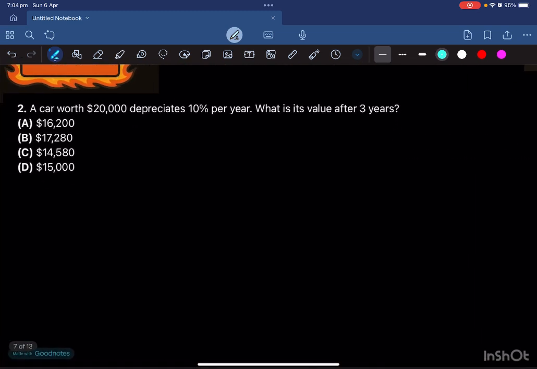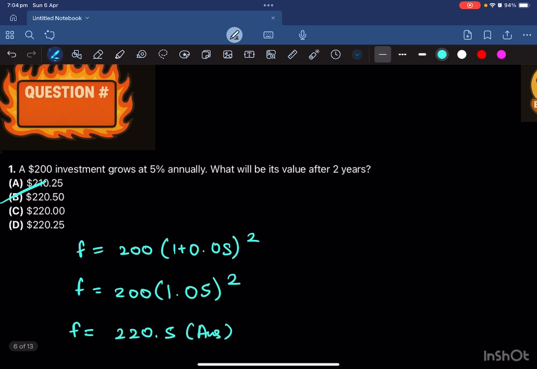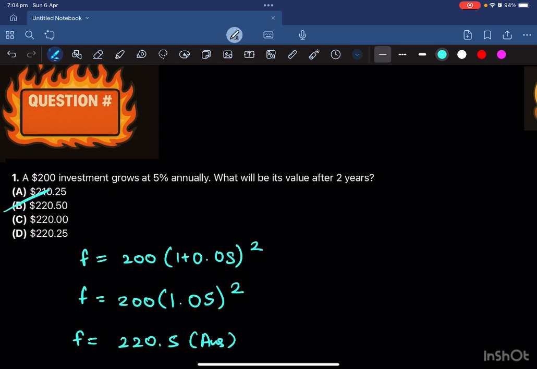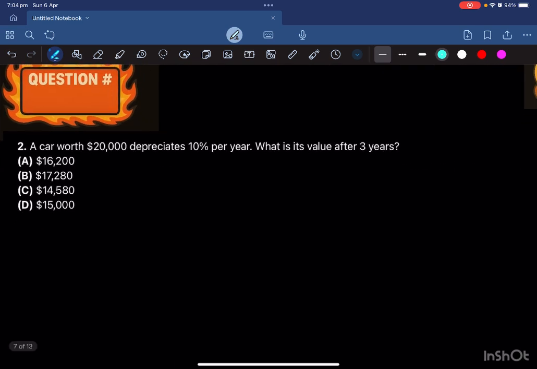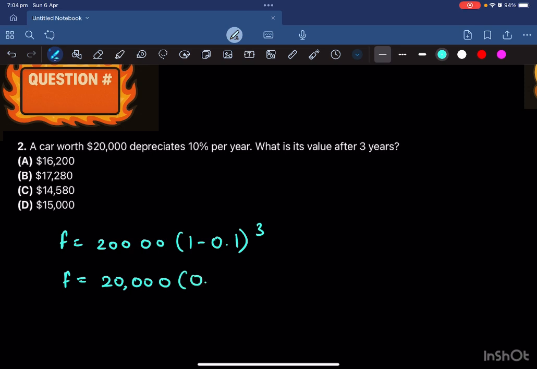So you can use a calculator. I am using one, you can use calculators also because it is going to be a very big and messy calculation. So we have 20,000. What will we have? F is equal to 20,000. It depreciates. So here depreciate means we have to use (1 minus 0.1) and time is 3. Okay, 20,000 into 0.9 cubed.